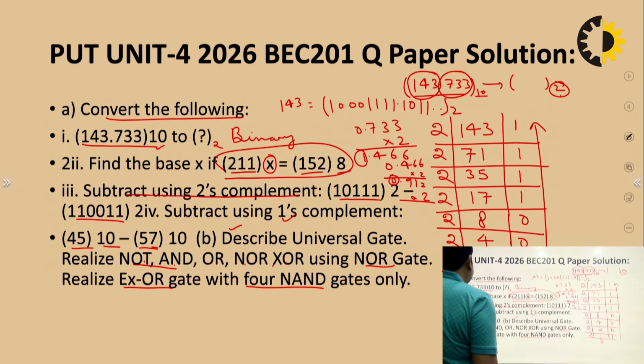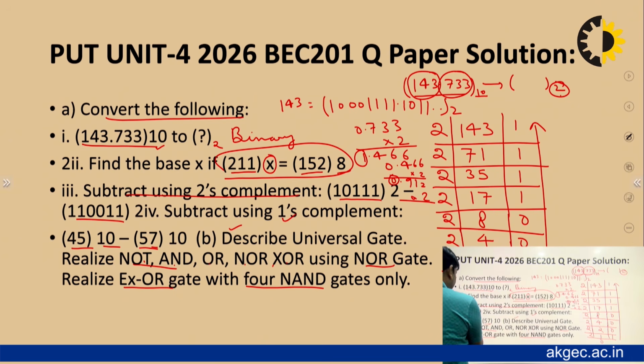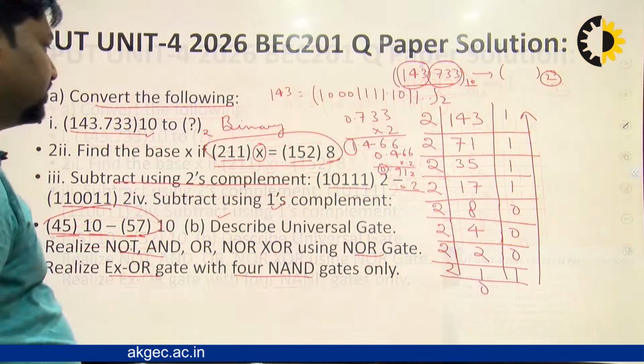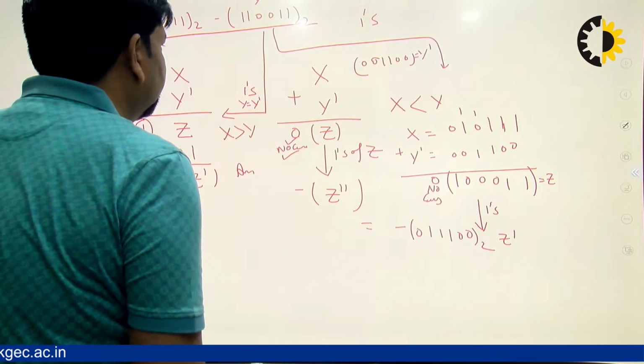Next question is: subtract using the 1s complement method. The numbers are 45, represented in decimal form, and 57, also in decimal form. So by using the 1s complement method, you subtract these two numbers. So we easily calculate.